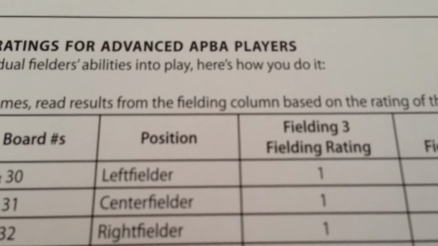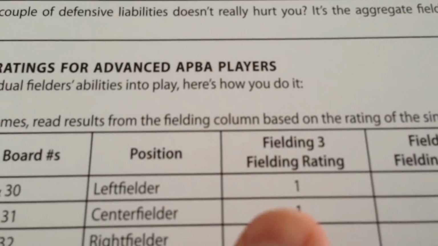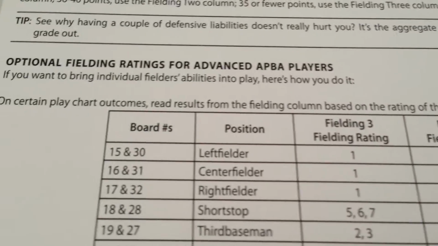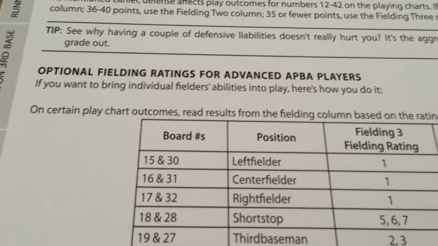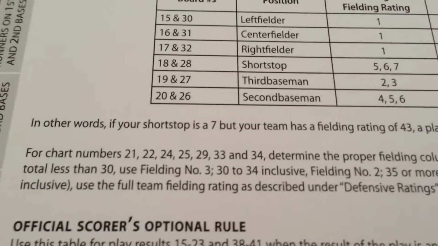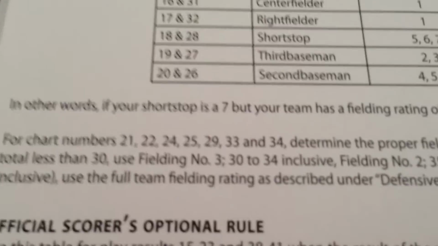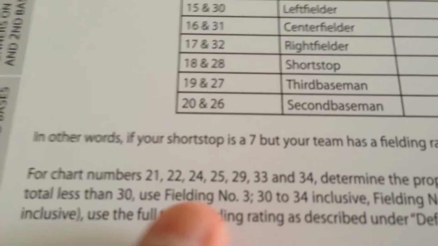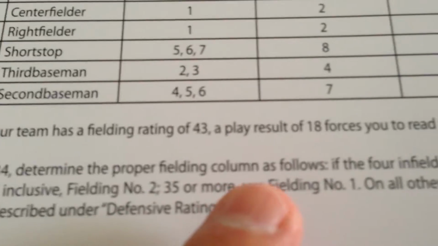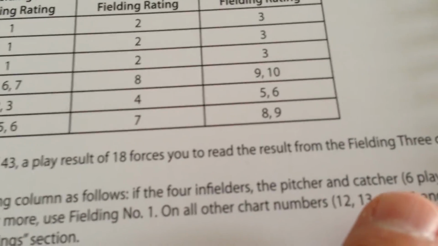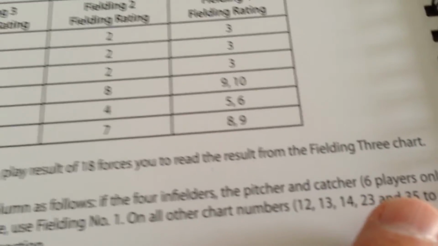So instead of using the fielding 1 column for this result, I'd have to look in the fielding 3 column, because Willie's rated a 1. So using this adds a little bit more granularity to how the defense factors in the game. In addition, for chart number results of 21 all the way to 34, what you do is you add up the 4 infielders, the pitcher and the catcher. So you add up 6 players' defensive capabilities.